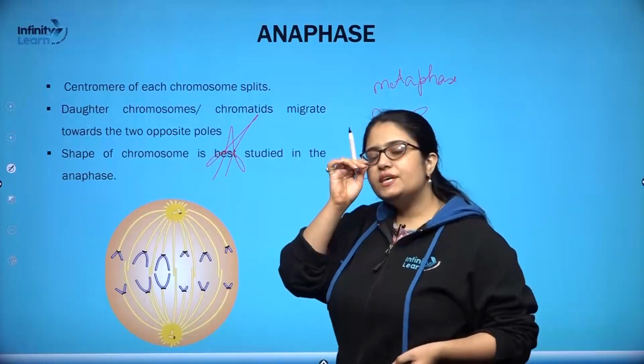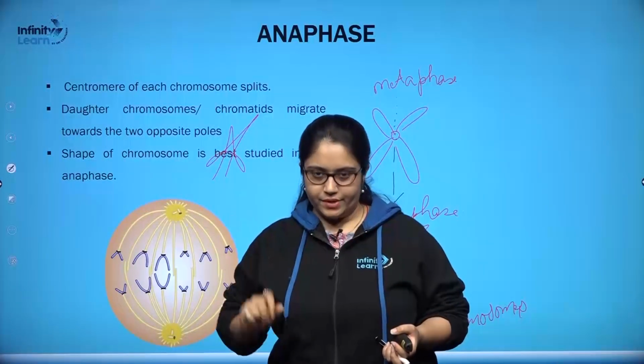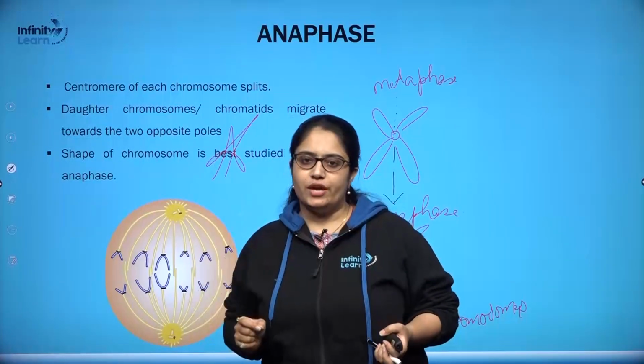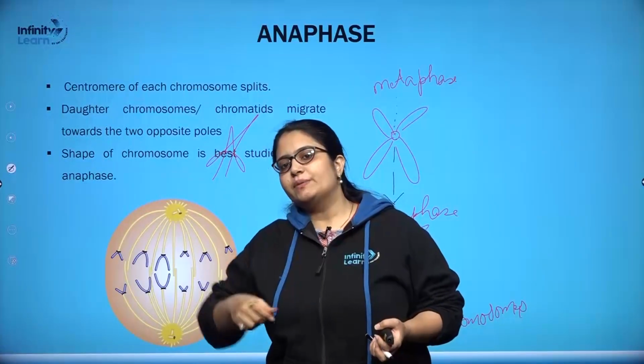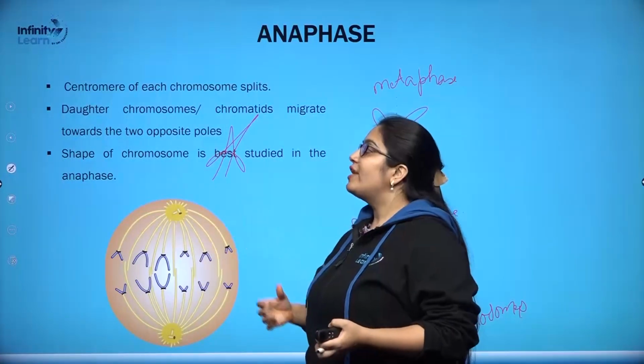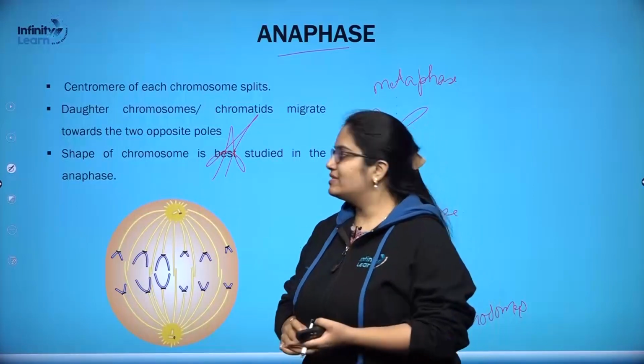So you should remember, my dear children, how does a metacentric chromosome look? V shaped, right? Submetacentric L shaped, acrocentric J shaped, and telocentric I shaped. So these shapes of the chromosome can easily be seen when the cell is in anaphase. So it is the best stage.